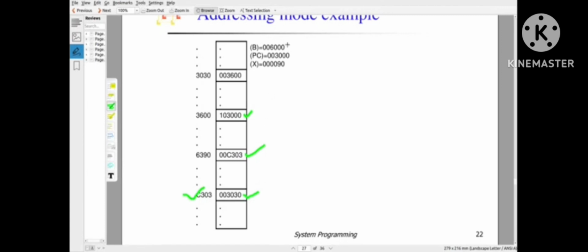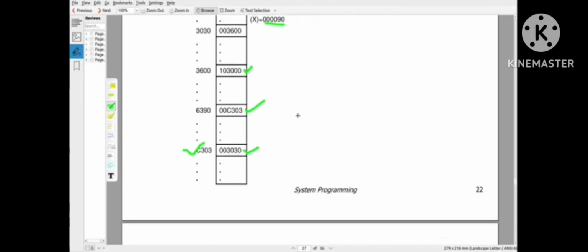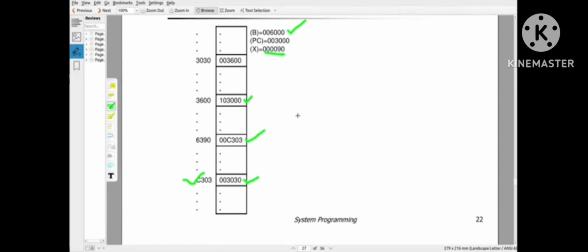And there are 3 registers mentioned here. What is the content of those registers? B is a base register containing 006000, the program counter contains 003000, and X, that means the index register, contains the value 000090. So please remember these values because we are calculating the target address of the different types of instructions.